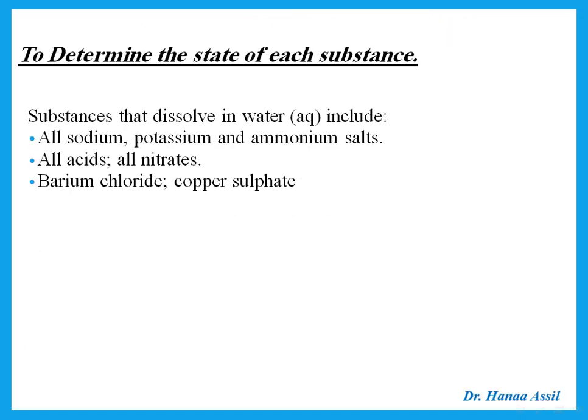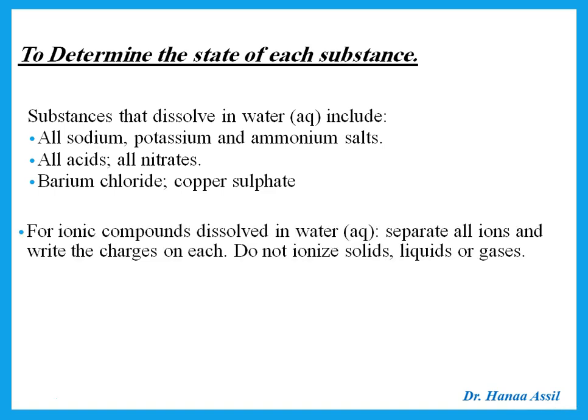In order to be able to write ionic equations, you have to be aware of which substances are soluble in water, and that means aqueous, or which substances are solid or liquid or gas. You have to remember that substances that dissolve in water include any sodium salt, any potassium salt, any ammonium salt. All acids are aqueous, all nitrates are aqueous. Things like barium chloride, copper sulfate, which we use a lot, are all aqueous.